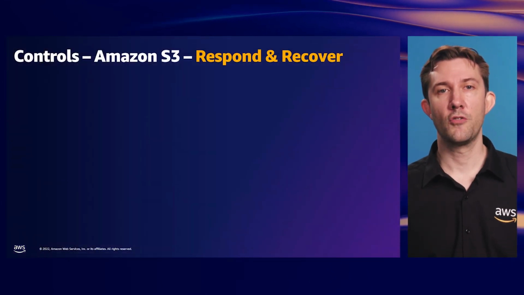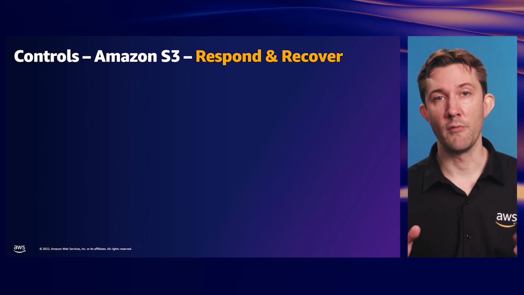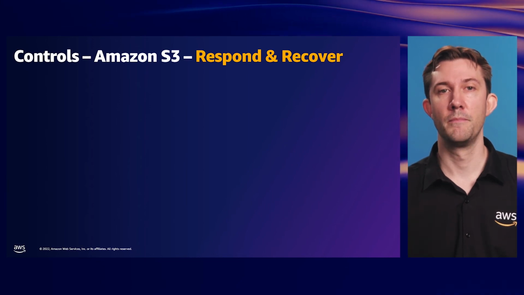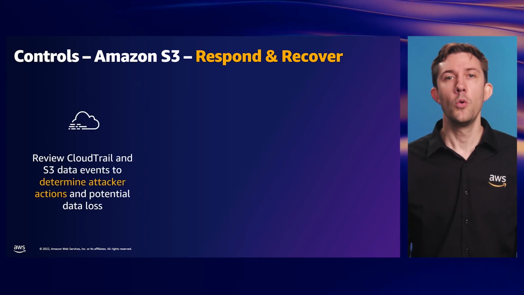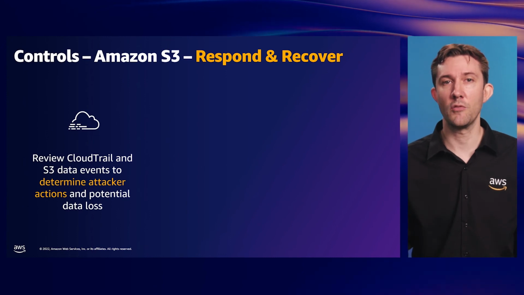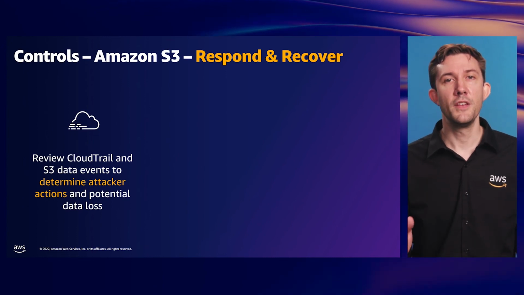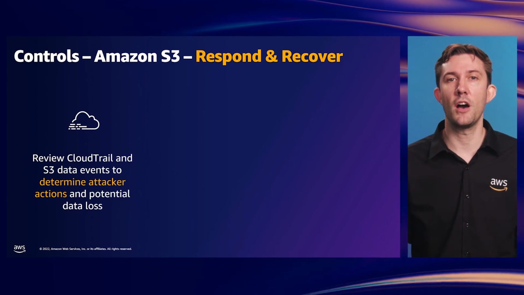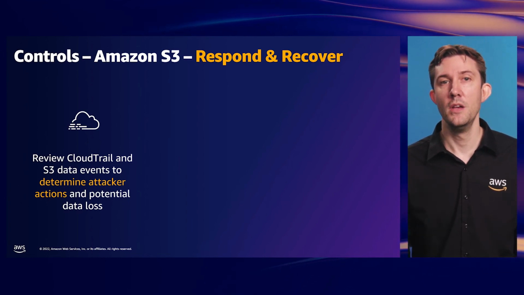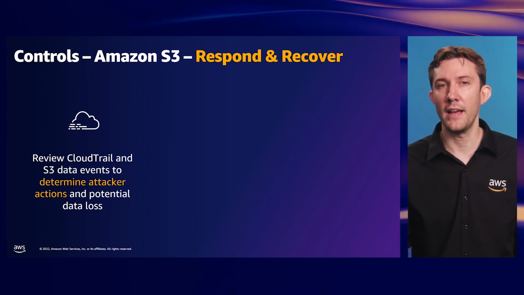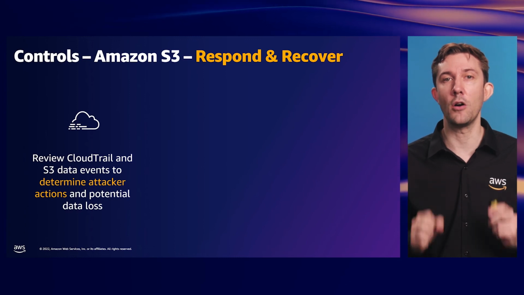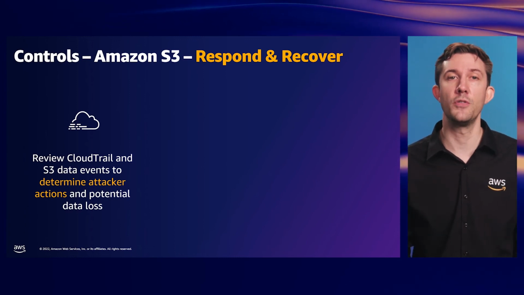Finally, we come to the controls that can help us respond to and recover from these events. First, we have CloudTrail with those S3 data events. This will allow you to see the exact API calls that the attacker made. The S3 data events are what allows you to see if the attacker performed any GET object calls to actually download the objects.